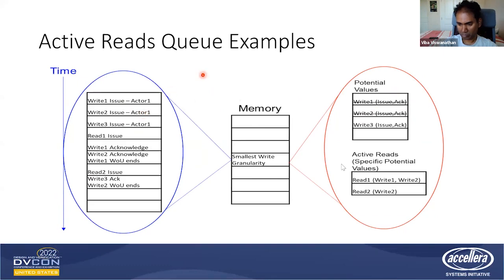In this particular example, we issue 3 writes from the same actor, write 1, write 2, and write 3. Note that the completion of write 2 would cause write 1 to be superseded. Similarly, the completion of write 3 would cause write 2 to be superseded. This is because write 1, write 2, and write 3 are all from the same actor. After issuing 3 writes from the same actor, we now proceed to issue a read, read 1.